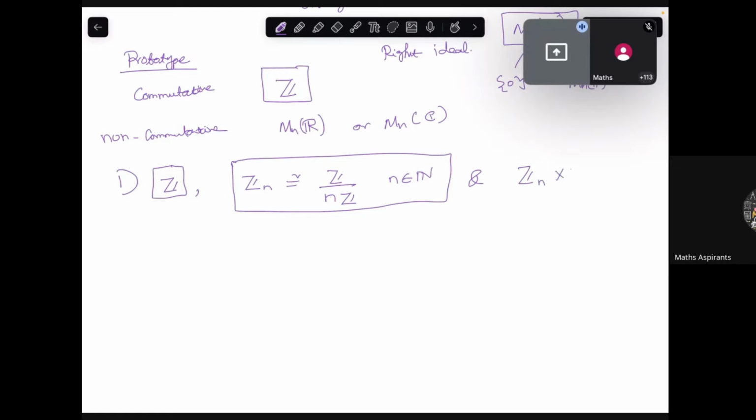You go through this and this. For example, Zn cross Zn, Zn cross Zm with GCD greater than 1. So these are the places you have to look. I'm giving you the idea.